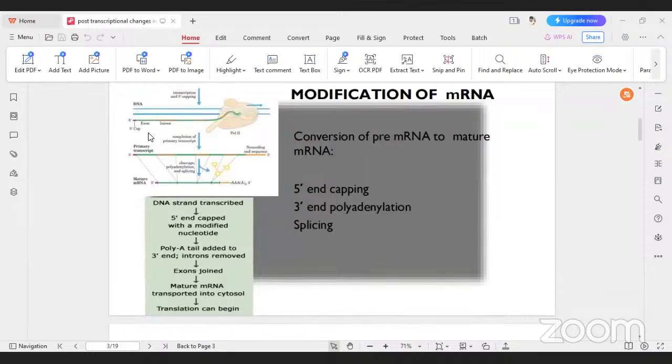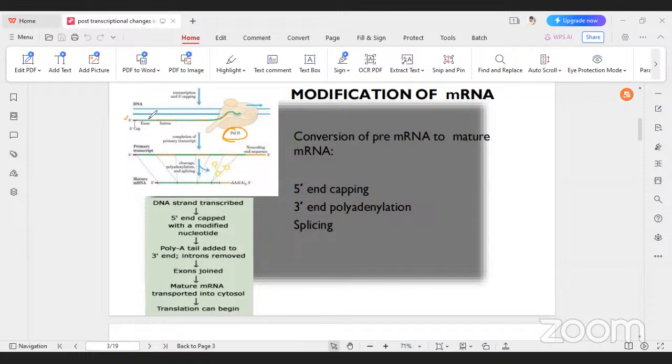So yesterday we discussed how the mRNA is prepared from the DNA strand. You can see in this diagram, this blue color is the DNA strand. And the green color is the mRNA, which is prepared from the DNA strand with the help of the polymerase 2 enzyme. Yesterday we have seen how this mRNA is prepared, right?